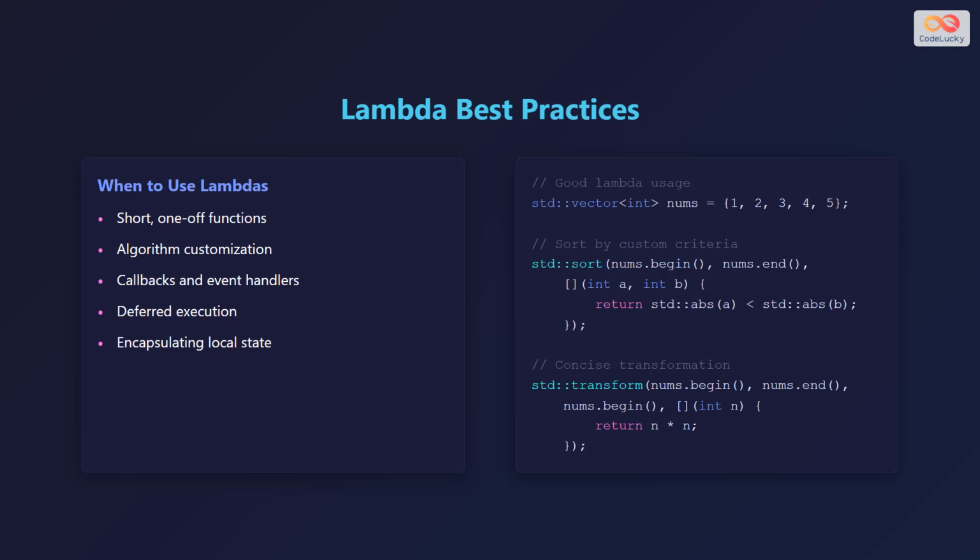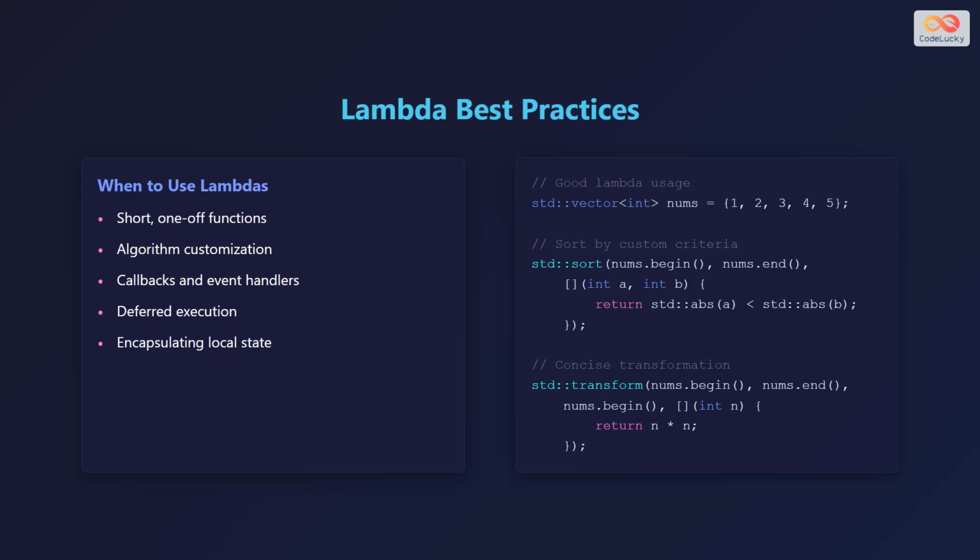Lambdas are most effective when used judiciously. They are well suited for short, one-off functions, algorithm customization, callbacks and event handlers, deferred execution, and encapsulating local state. Let's review the code example. We create a vector of integers called nums with values 1, 2, 3, 4, and 5.